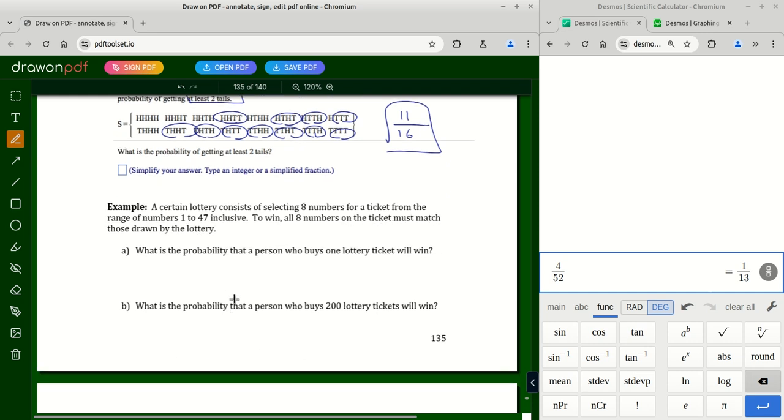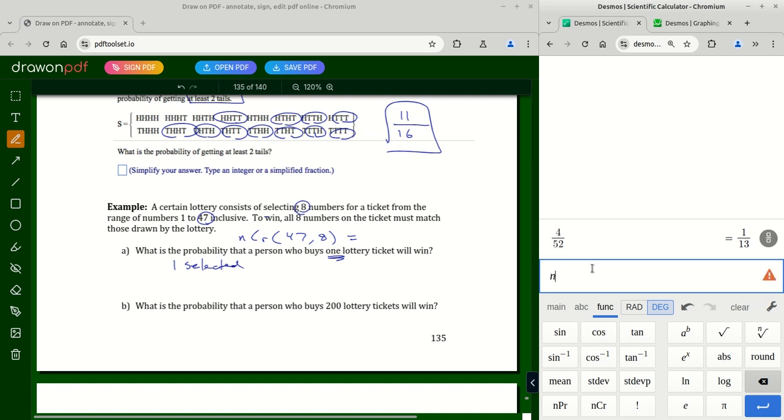This one's hard, but that's okay. We can do this. So we have a lottery, which we saw last time is the NCR stuff, and we're doing 47, and you're selecting 8 of them. So that's kind of what we're going to be using. Notice, though, it says 1 ticket, so you got 1 ticket selected, but then this NCR thing is going to tell us the total. Oh my.